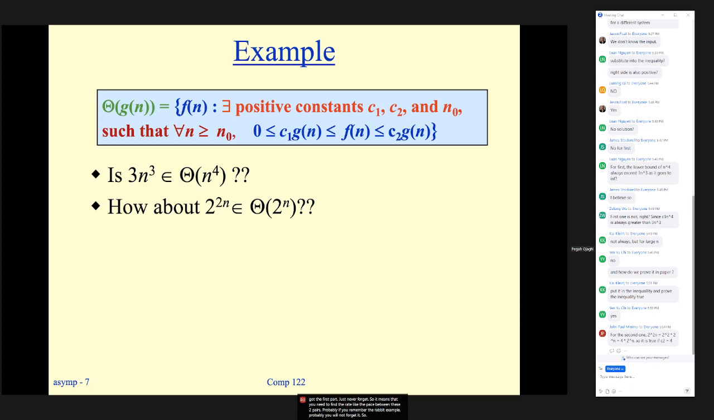Yeah, good idea about the second one, but just prove it and then we can talk about it tomorrow, actually. I will explain everything. I want all of you to try to work on the second part to see how it works. It's not something really complicated. This is the example. You need to find C1, C2, and n naught.